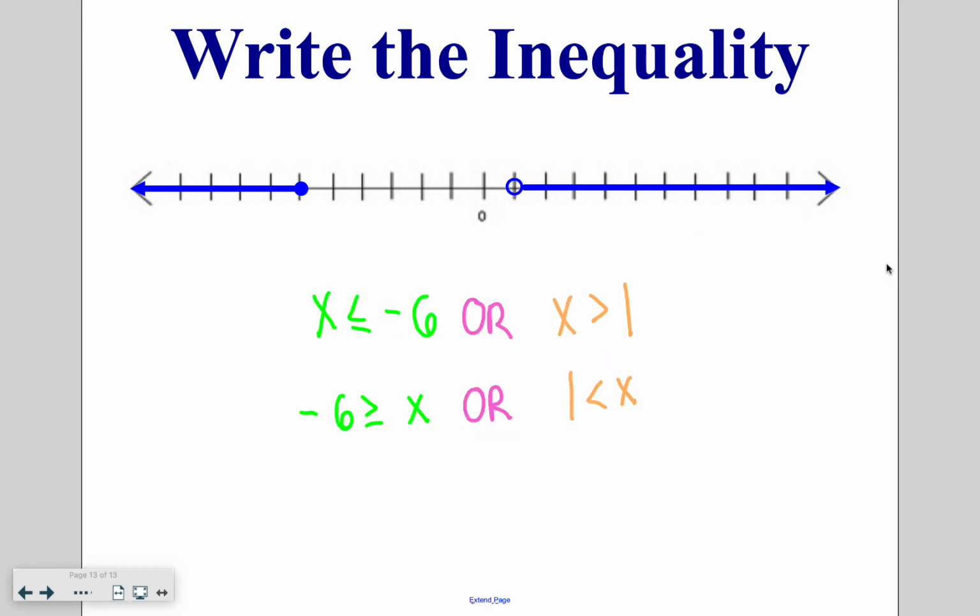This one is an or statement, so I've got x is less than or equal to -6, or x is greater than 1. You also could flip if the numbers are on the left or the right side of that inequality sign.